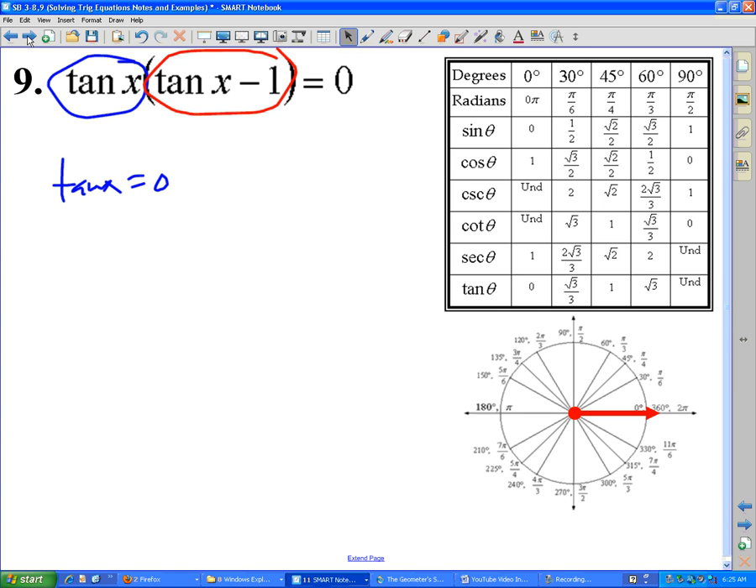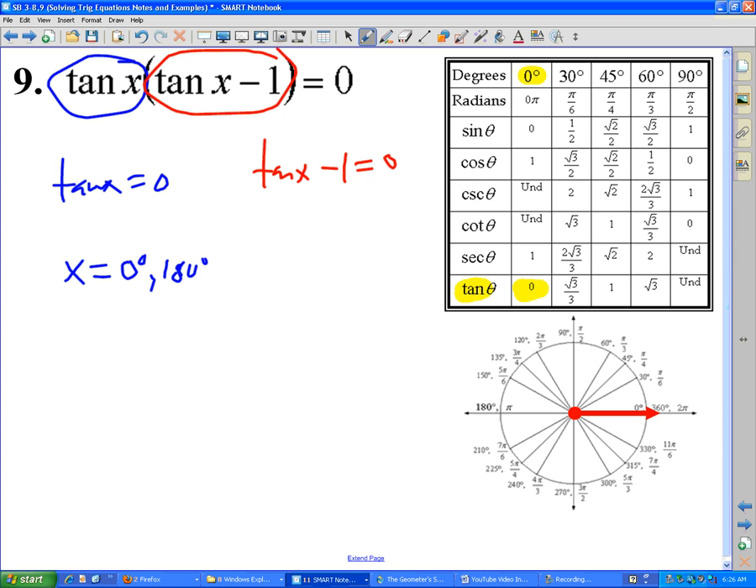And what makes tangent of x subtract 1 equal to 0? Those are our two questions. Well, tangent is equal to 0 at 0 degree reference angles. And so we're going to say that our 0 degree reference angles are on the x-axis, which would be 0 degrees, 180 degrees. And normally we go to 360 degrees, but you really have to pay attention to the details.